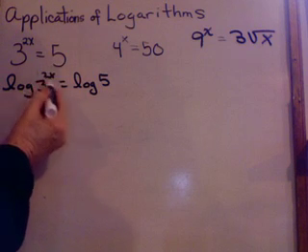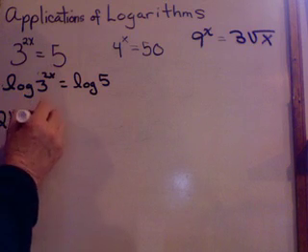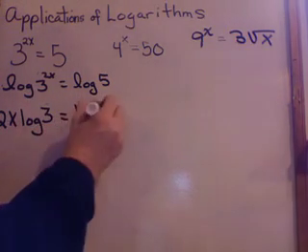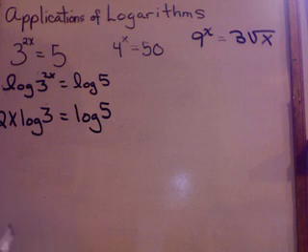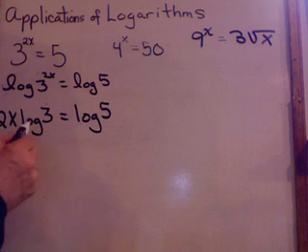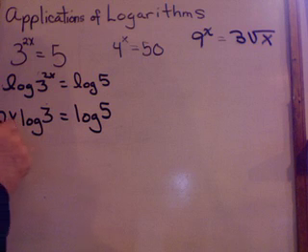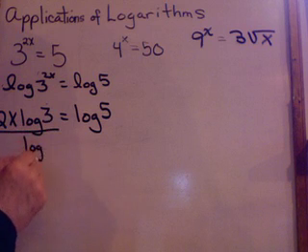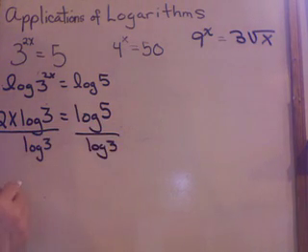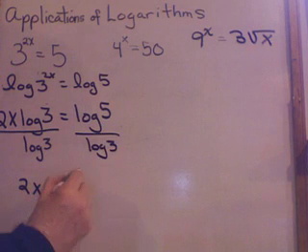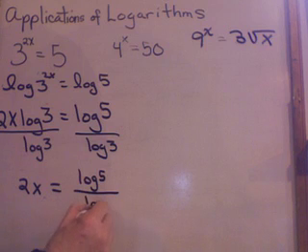So, next step, let's use the exponent rule. This 2x could be written in front. So I'm going to write 2x log 3 equals log 5. I didn't change the value, I just rewrote this side. It's like adding like terms on the same side, so to speak. All right, I'm solving for x. So to get the x by itself, I could divide both sides by log 3. So now I have 2x equals log 5 over log 3.